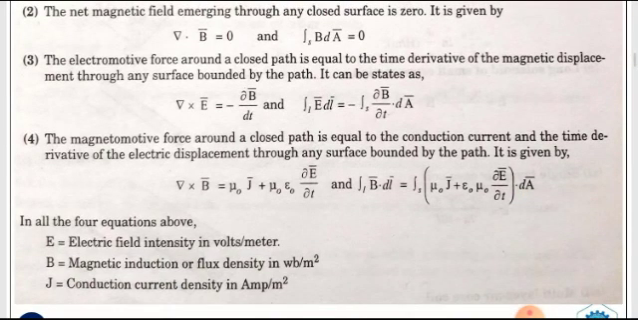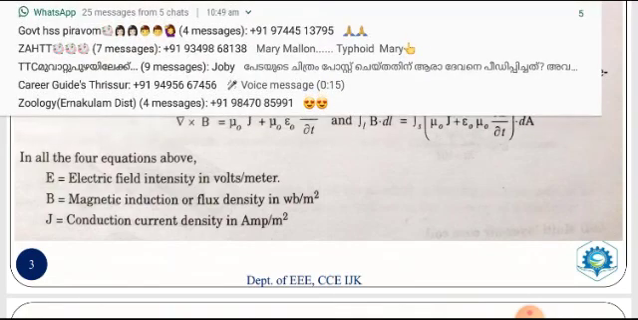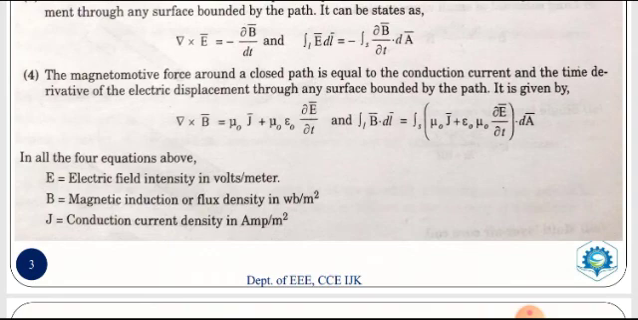And the last one we will see: the magnetomotive force around a closed path is equal to the conduction current and the time derivative of the electric displacement through any surface bounded by the path. It is given by del cross B is equal to mu 0 J plus mu 0 epsilon 0 dou E by dou t, and line integral B dot dl is equal to surface integral of mu 0 J plus epsilon 0 mu 0 dou E by dou t dot dA.